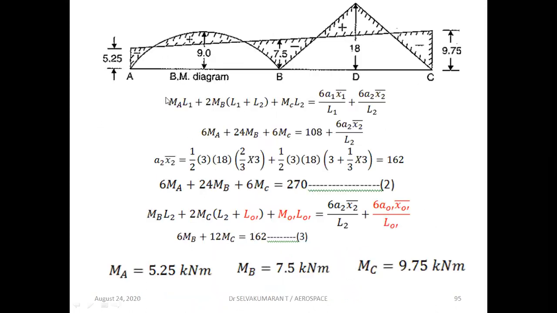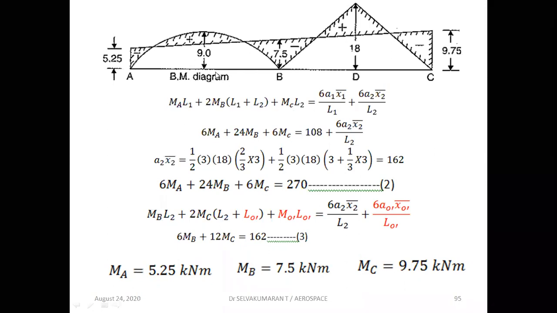Then similarly for ABBC again, substitute here this length L1 and L2 this length. Here MA, MB, MC are all the three unknowns. So A1 X1 bar again for this same area, same length. So A1 X1 bar will be same whatever you have taken for OAAB. It is applicable for ABBC because UDL is same, length is same.